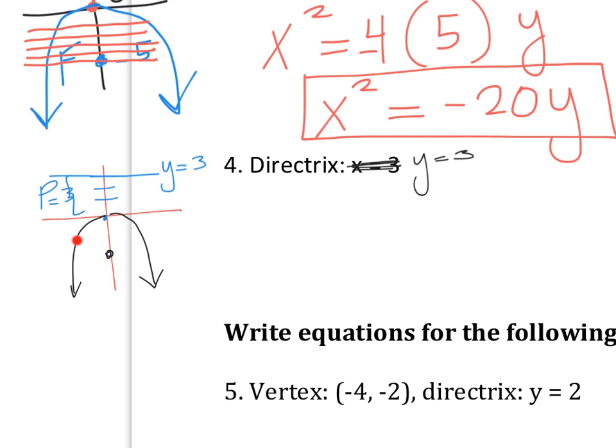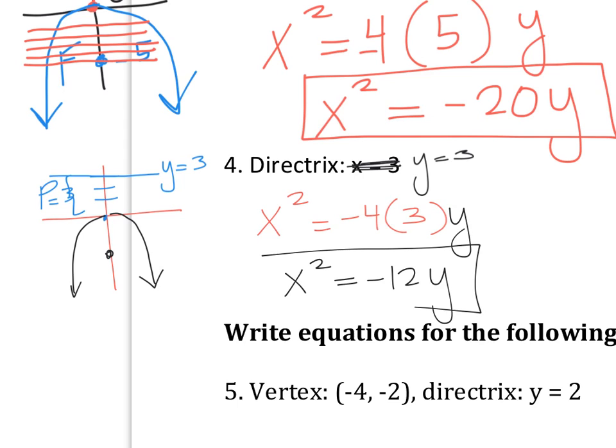But remember that the parabola should contain the focus, and the parabola and the directrix should not intersect. So if you graph this upward, then the directrix and the parabola will intersect. So that is not correct. It's a parabola that opens downward. So I know that x squared equals -4 times p, which is 3 in this case, since the distance between the vertex and the directrix is 3. So 1, 2, 3. And then y. So x squared equals -12y.